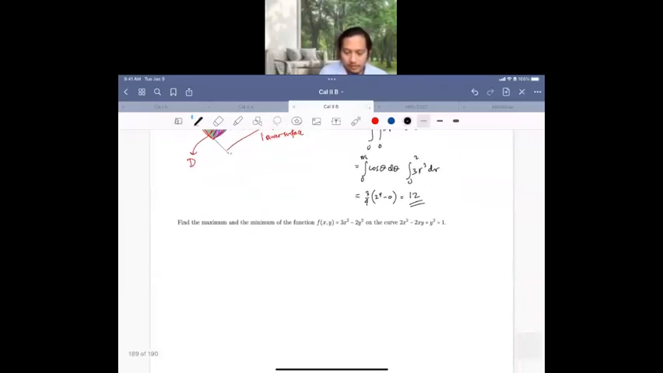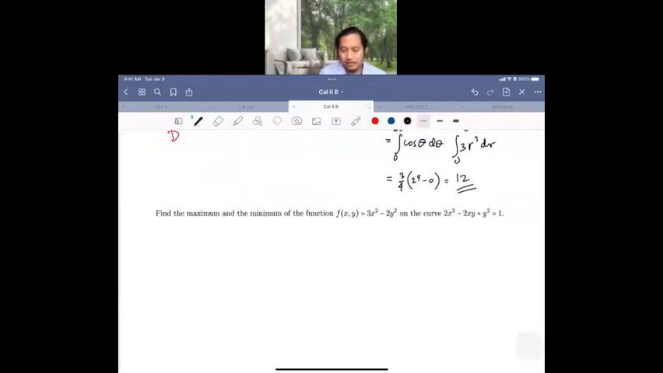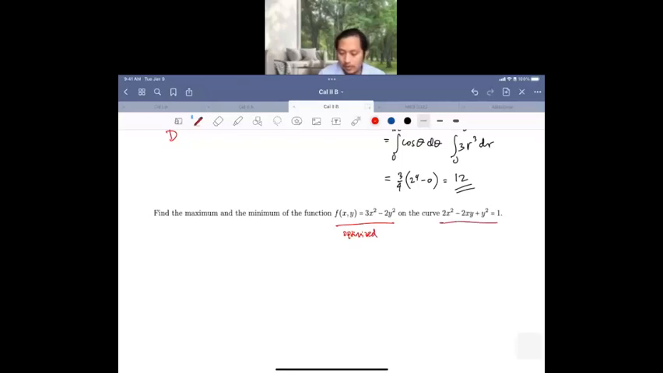This is the last one that I prepared. Find the maximum and minimum for this function. This is the one that is optimized, and this is the one that is the constraint. I will just give you a clue, and you need to observe by yourself later.